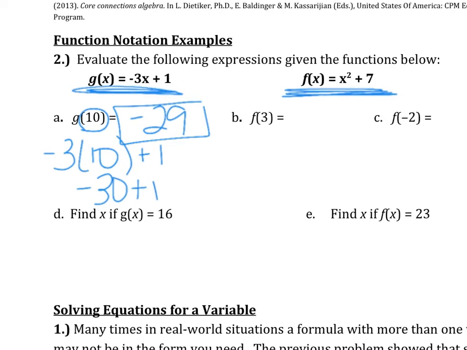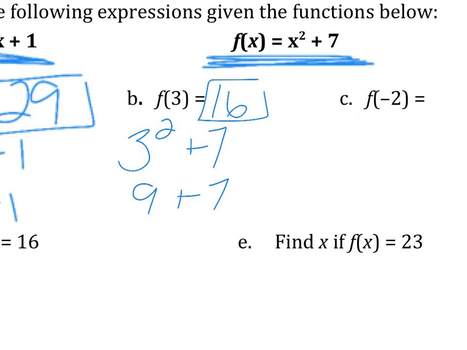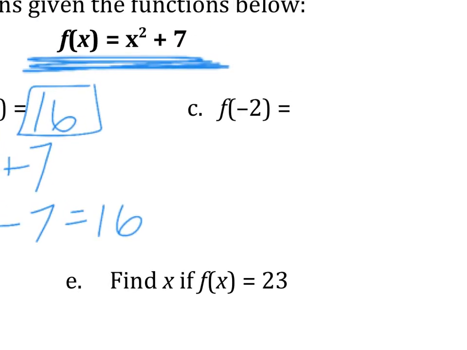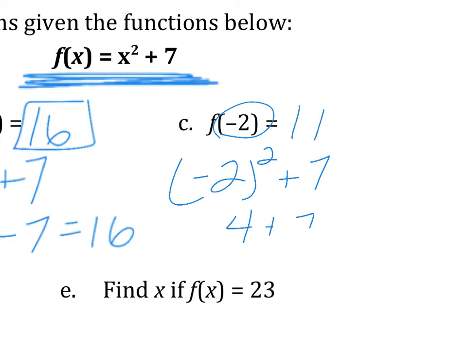For letter B, we are taking our function f, so we're taking x squared plus 7, but instead of x squared, we're going to do 3 squared plus 7. So we'll get 9 plus 7, which will give us 16. So you are replacing the x with that number. We take a look at letter C. We're doing the same thing, but now we're plugging in -2. So we're going to take -2 squared plus 7. So that gives us 4 plus 7, which is 11.